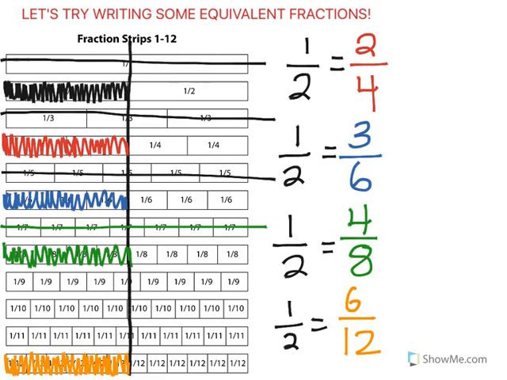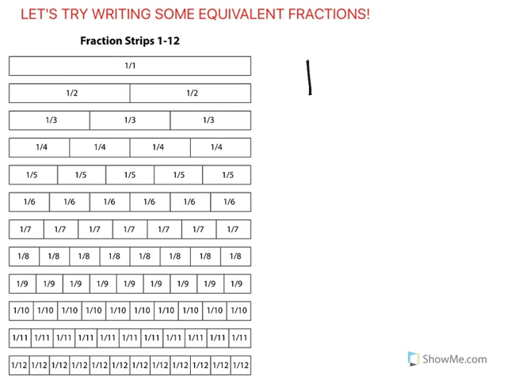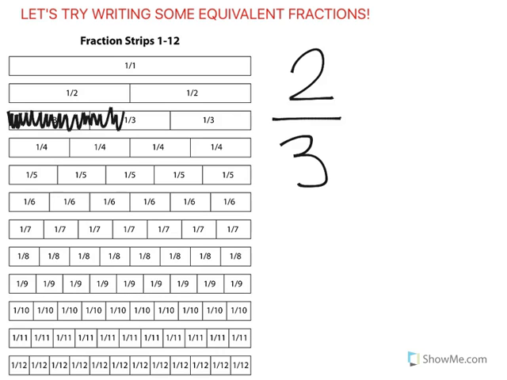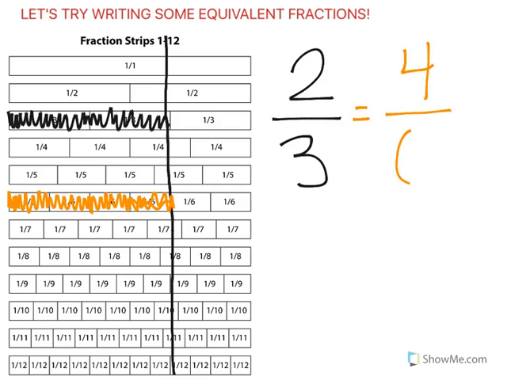Now let's try a different one. So let's say we want to find a fraction that is equivalent to 2/3. So our first step is we're going to shade in 2/3 on our fraction strips. And then we'll draw a line, and we'll see if any places meet at the same spot. So it looks like 6ths do. So 1, 2, 3, 4, 6 is equivalent to 2/3.